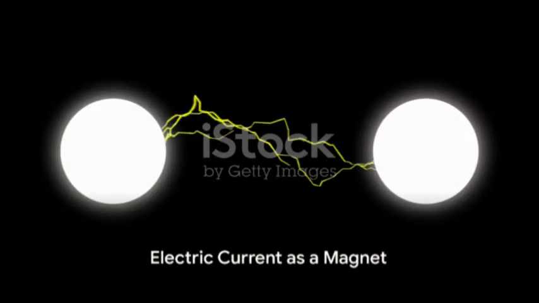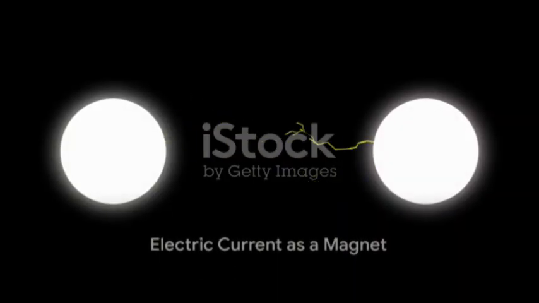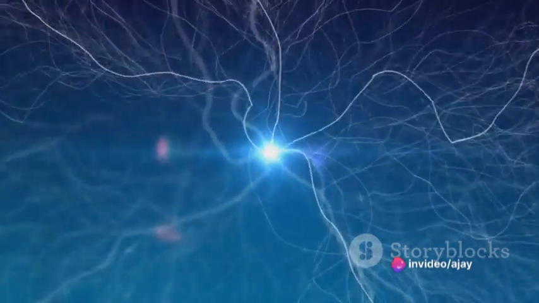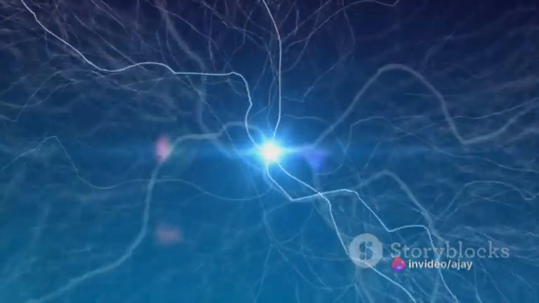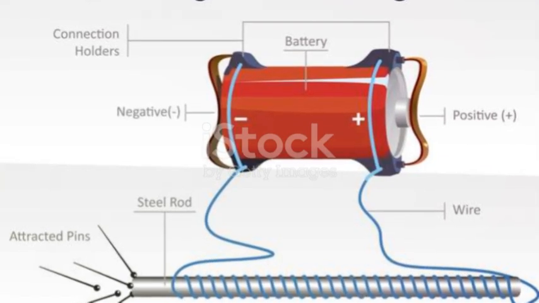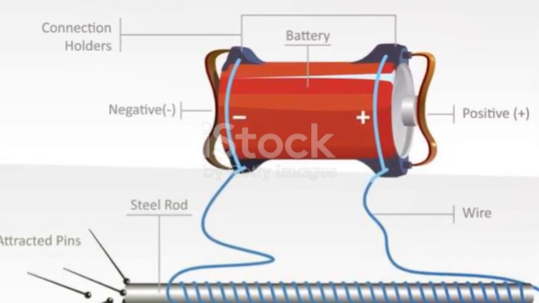So, when an electric current flows through a wire, it acts like a magnet. An intriguing concept indeed. But how does it happen? It's all about the electrons, those tiny particles that form the current. As they move along the wire, they create this magnetic field.